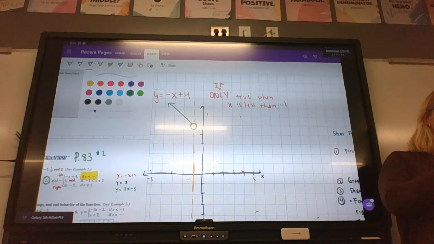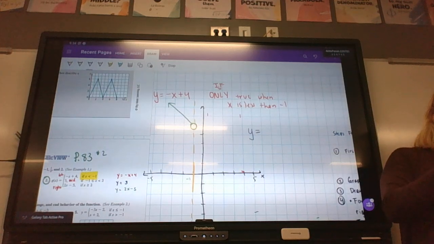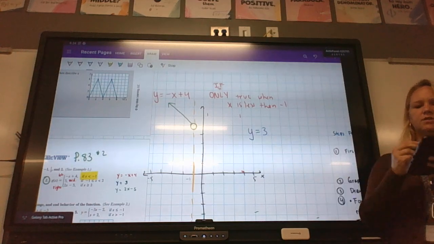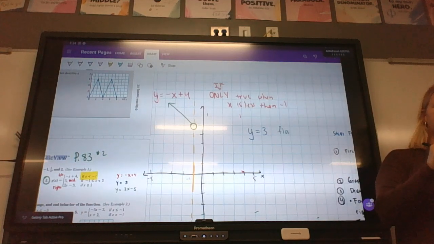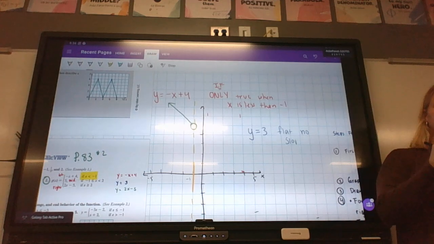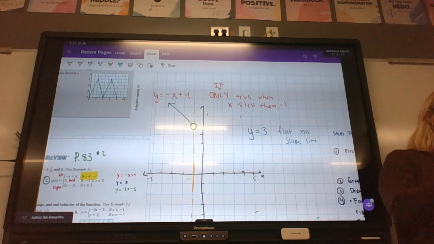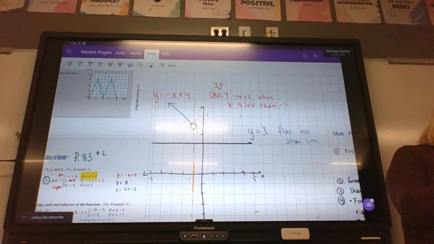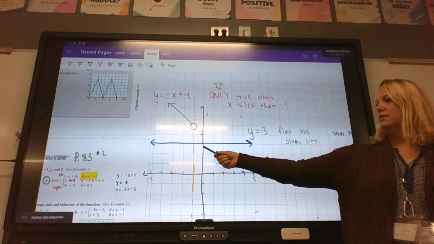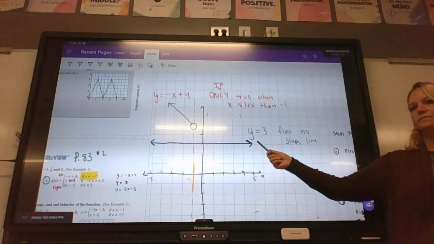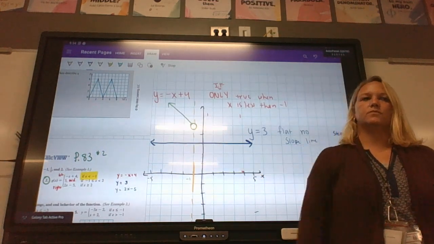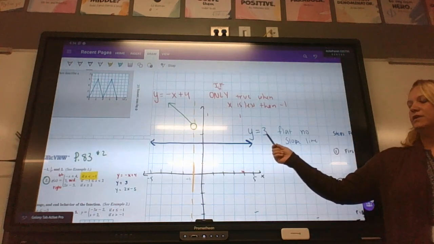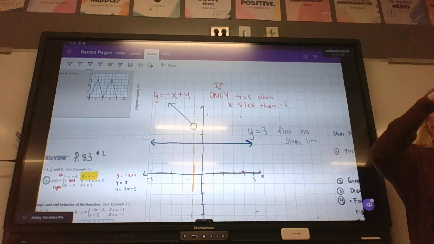The middle one is just y equals 3. And this is a constant function in the constant function family. This is a flat, no slope line where y equals 3. So this one, I don't have to worry about rise over run. It looks like this. Y equals 3. Flat. Because there's no x in it. If there's no x in that equation, there's no rise or run.